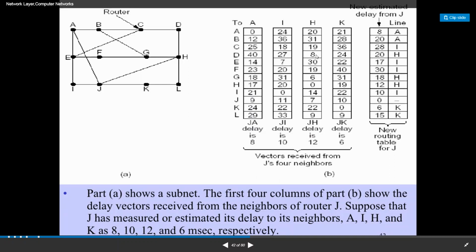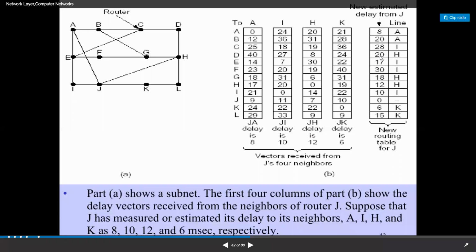And J to H is 12 and H to C is 19. The value is 31. Here the value is 36 plus 6, 42. The least value: this is 33, this is 28, this is 31, and this is 42. The least value is 28. That is, to go from J to C, the line will be I. See this one, J to I and I to C. The value is 28 and the line is I.